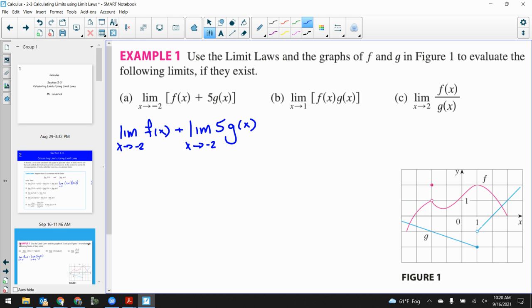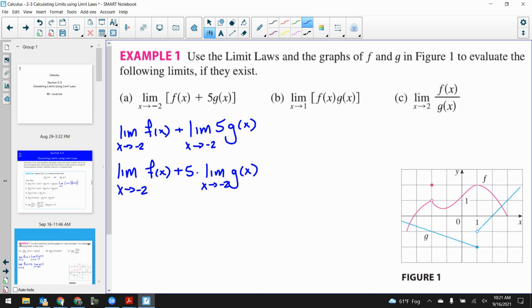And then I could also take it separately and say the limit as x goes to -2 of f of x plus, now, see how this is a constant right there? I could take that constant and bring it out front. 5 times the limit of g of x as x approaches -2. Do you see what I can do algebraically there? I can manipulate it to make it a little bit simpler. Why is this going to make it simpler?